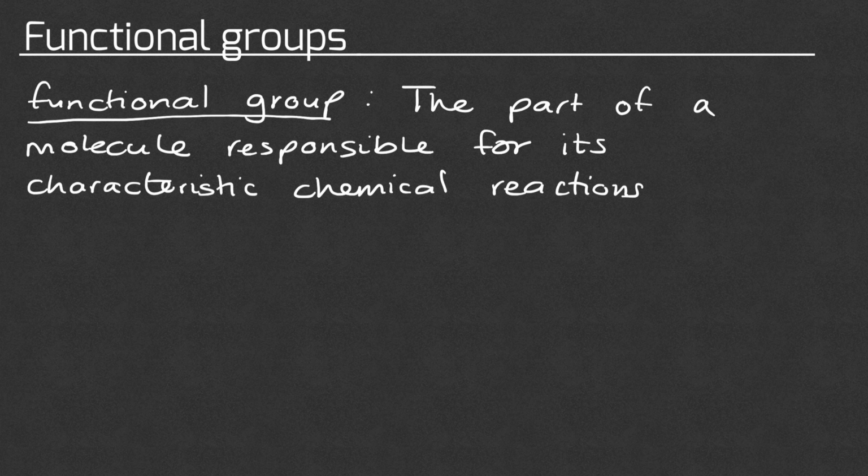A functional group is the part of a molecule responsible for its characteristic chemical reactions. So basically, a functional group is what determines how a specific chemical will react. You'll have come across different kinds of functional groups when you've studied GCSE chemistry. You'll have looked at alkanes, alkenes, alcohols, and maybe a few other functional groups as well.